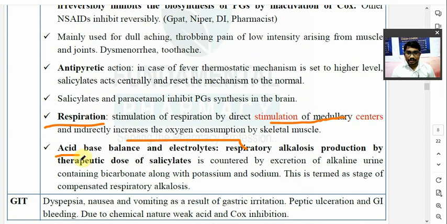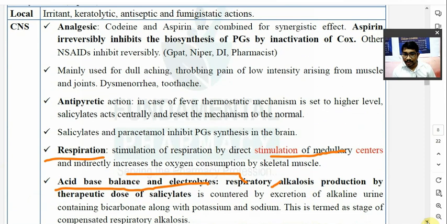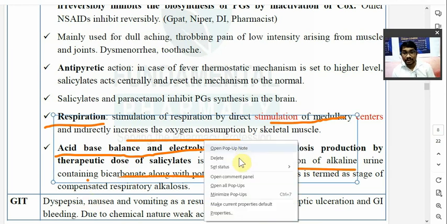Okay, so what is the action of aspirin on acid-base balance and electrolyte? It causes the respiratory alkalosis, the production of that is done by therapeutic dose of your salicylate. It produces the respiratory alkalosis and metabolic acidosis. So it's countered by your body by excretion of alkaline urine containing bicarbonate along with the potassium and sodium. So it causes the severe disturbance in the electrolyte.